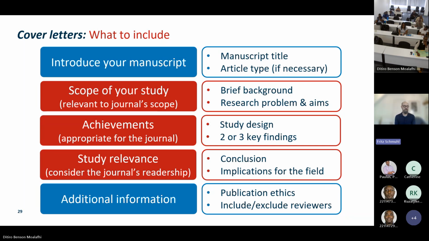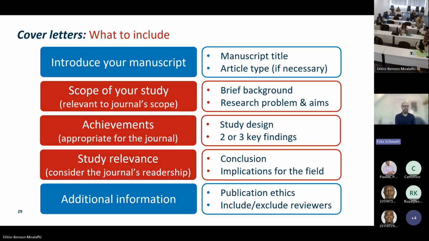The next point is to sketch what the scope of your study is, because here you make a link to show that it is relevant to the scope of the journal. You give a brief background to your study, and you sketch the research problem. Very much the structure that we had in the introduction, although there you had more space to do it. What you would do there in one, two, or three paragraphs, you're going to do in one or two sentences max here. Then again, very briefly, you sketch the findings of your research.